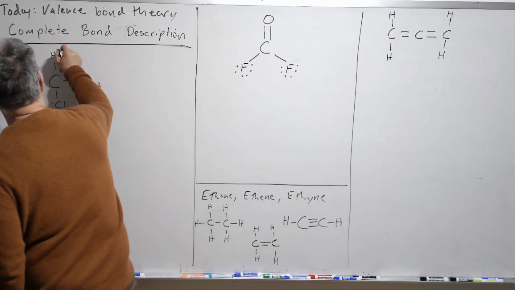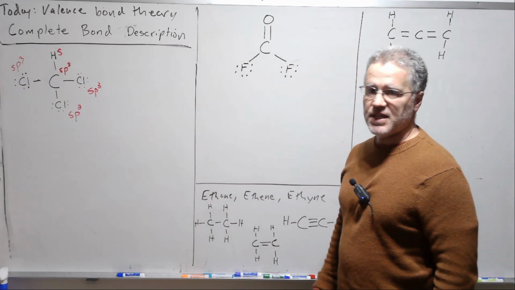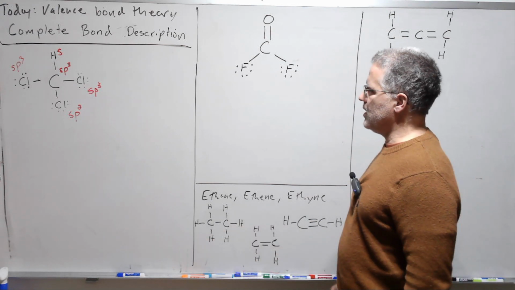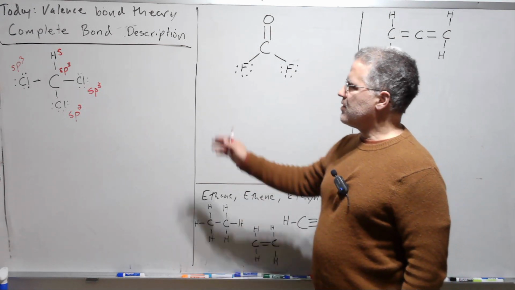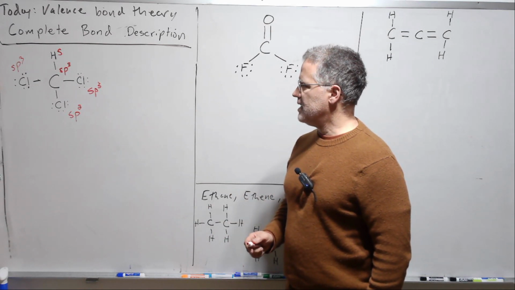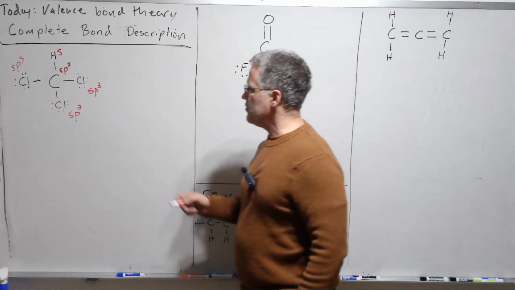H does not hybridize, so that's just s. It's s because H doesn't have any p's. It's row 1, there are no 1p orbitals. So we've correctly identified all the hybridization around these. Now, to give the complete bond description, we would go like this.